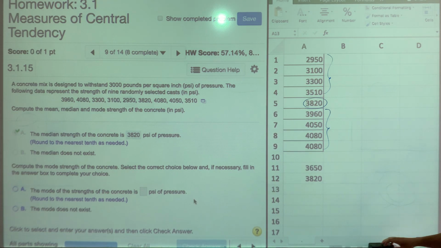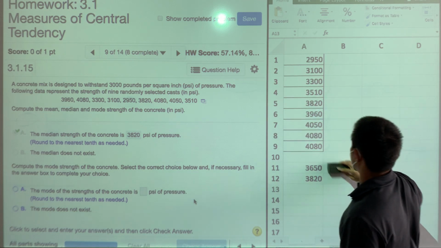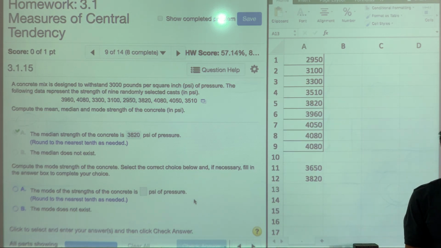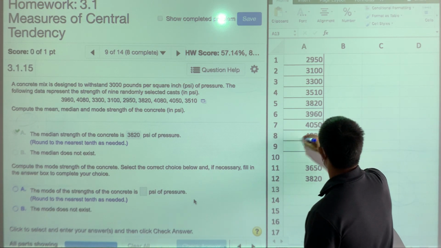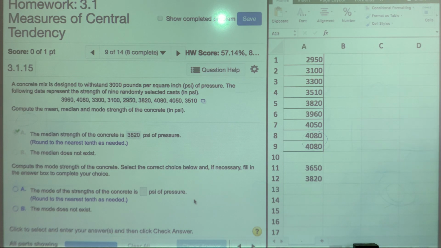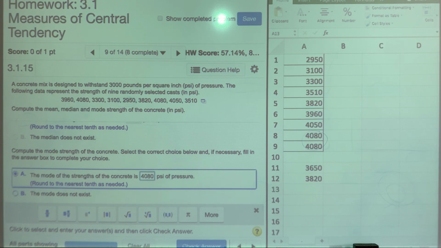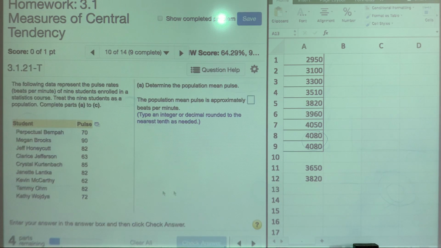Mode, you can eyeball it and just look at it. Is there an element that occurs more than any of the others in my data set? Which one is it? When it's sorted, it makes it really easy to see, doesn't it? The 4,080 occurs more than anything else. I don't think you need to have a shortcut for that one, but you do, whatever. It's not too bad. Everybody got that? Makes sense? Questions? We okay? All right, let's go to the next problem, shall we?